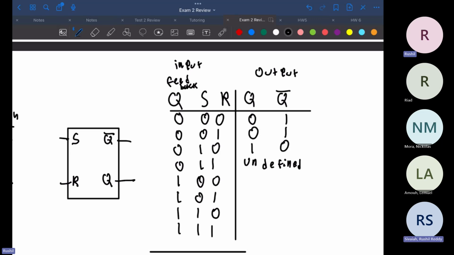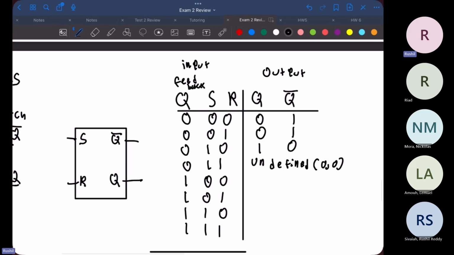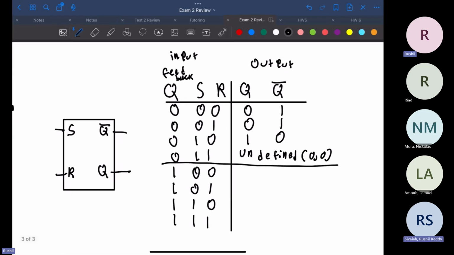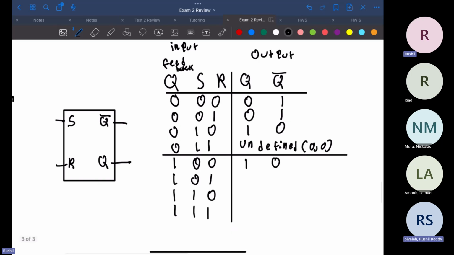So next we're going to do when Q is actually on. When it's 0, 0, what's it going to be? It's just whatever the state Q is. So whatever the state Q is, Q bar would be 0. And then with reset it's going to be a 1, 0. With set it's going to be a 0, 1, and then the same thing, undefined.